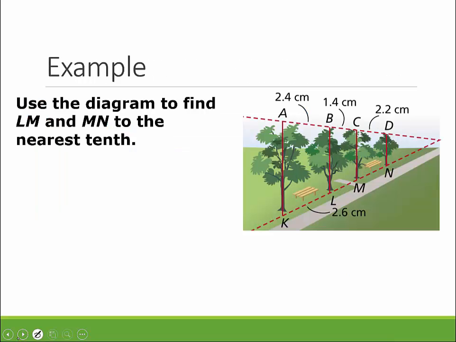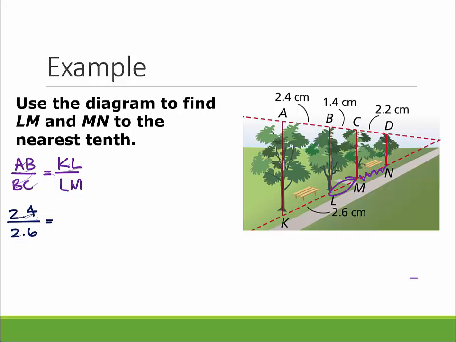So here's a problem. All of these lines are parallel to each other, and we need to use the diagram to find LM, this distance here, and MN, this distance here. So we can use what we know up here and the information that they give us. We know that AB over BC has to be proportional to KL over LM. And we can fill in the blanks with almost everything besides the LM. So 2.4 over 2.6 has to equal 1.4 over x.